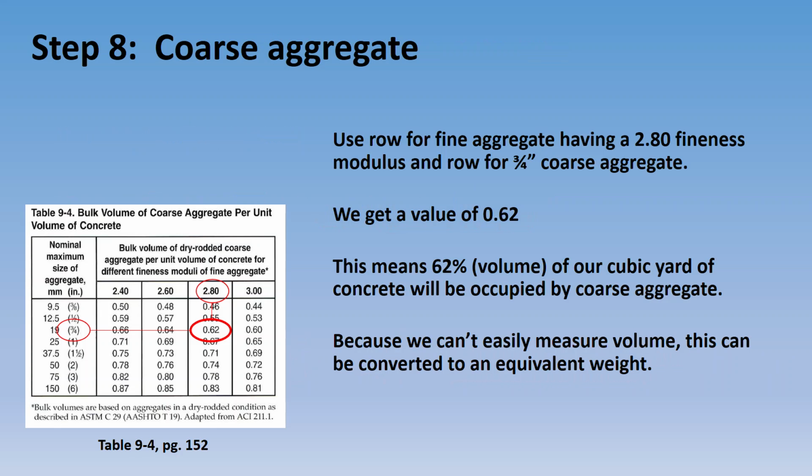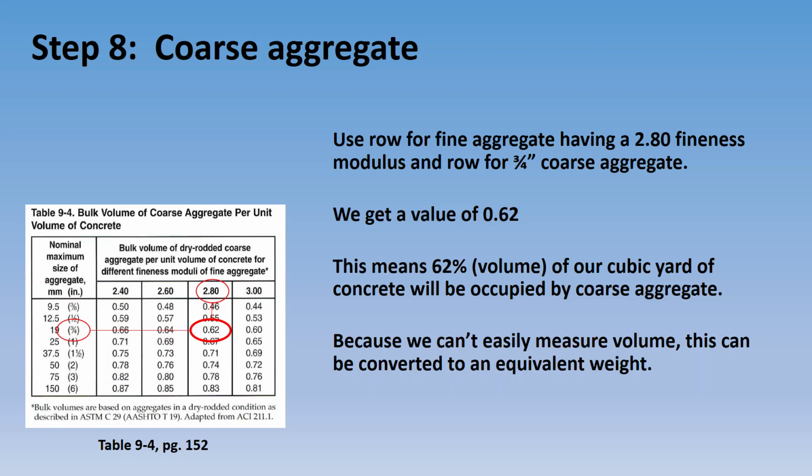Step 8 is to determine our coarse aggregate content. We're going to go to table 9-4 on page 152. And this is where the fineness modulus of your sand comes into play. You have these 4 columns here, all for a different fineness modulus. So our fineness modulus was 2.80. We're going to come over here to our 3/4 inch aggregate row, and when we intersect that, we get a value of 0.62.